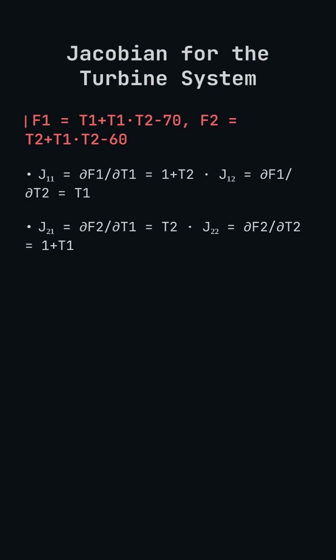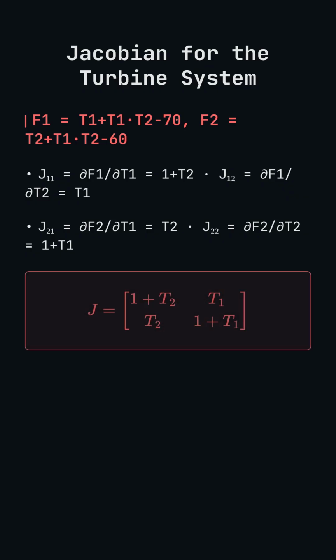For the two-stage turbine, differentiate each equation with respect to each unknown. The partial of F1 with respect to T1 is 1 plus T2. The partial with respect to T2 is T1. By symmetry, the second row gives T2 and 1 plus T1. The Jacobian is state dependent. It changes at every iteration because the derivatives involve the current values of T1 and T2.